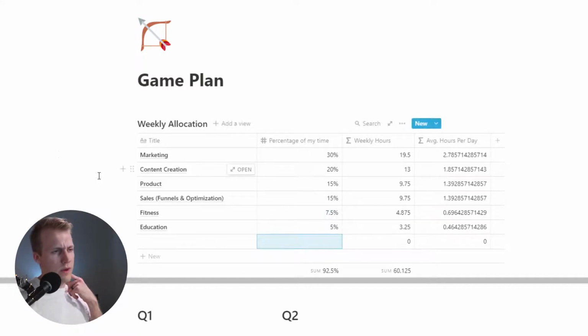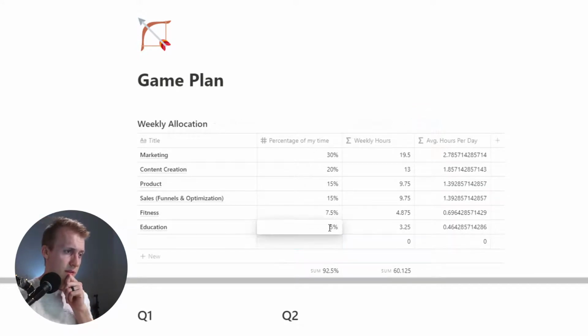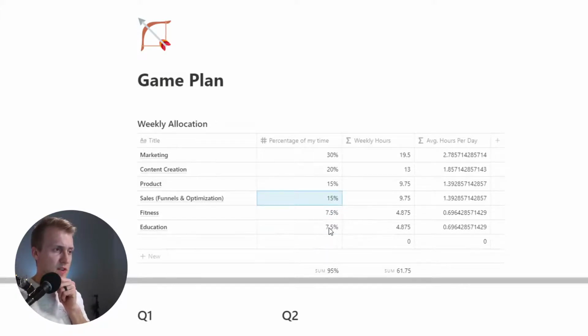That has a weird 5.0. Does that add up to 100? No, it does not. So then we say 7.5. Oh, we can have 5% somewhere. All right, let's work on sales a little bit more. There, now we have 100.